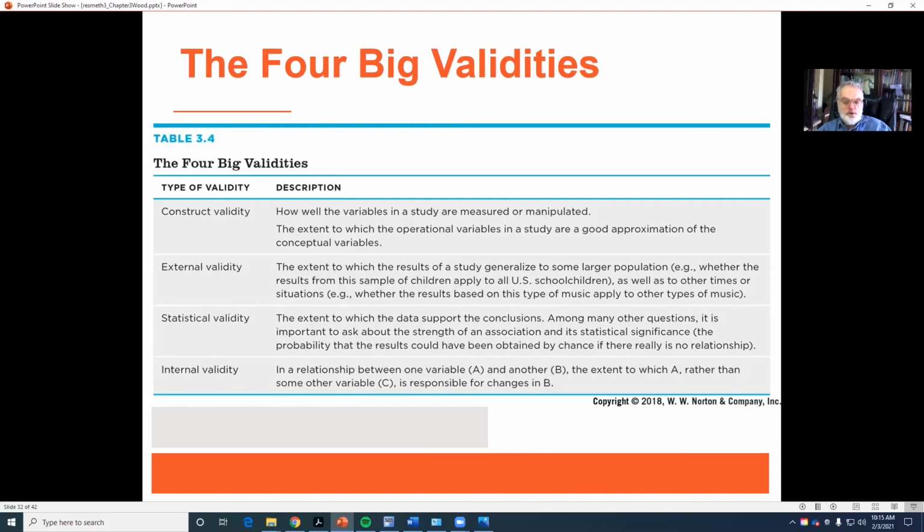So let's take the first one, construct validity. That is a measure of how well the variables are measured or manipulated, and the extent to which that operational variable is a good approximation of the conceptual variable. So first of all, let's deal with the second one first. Is it the case that how much you learn in college is reflected in your grades? I would say probably not.